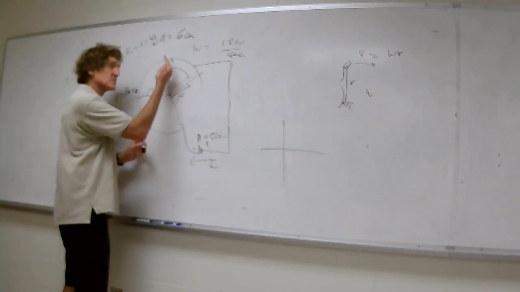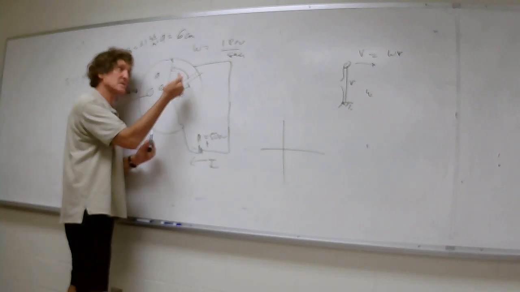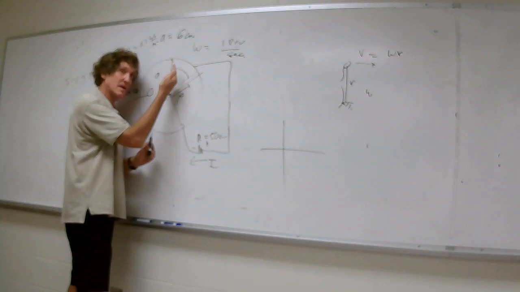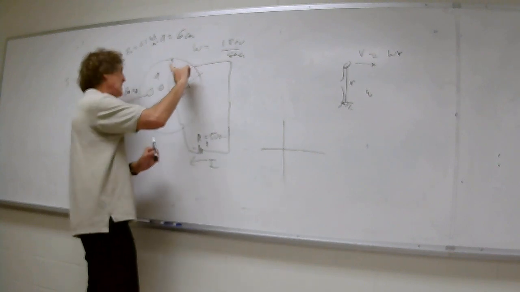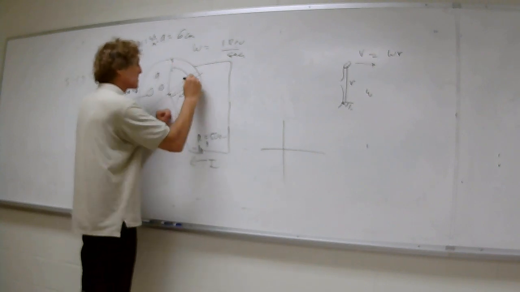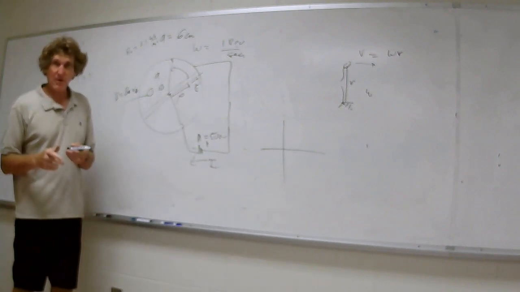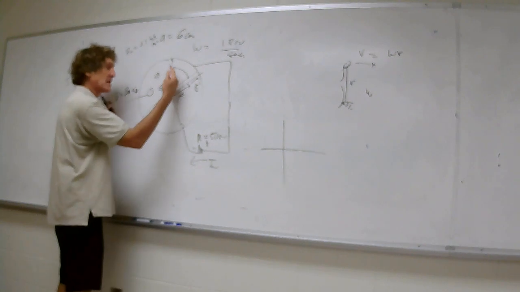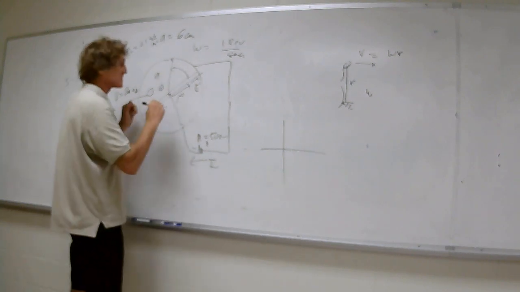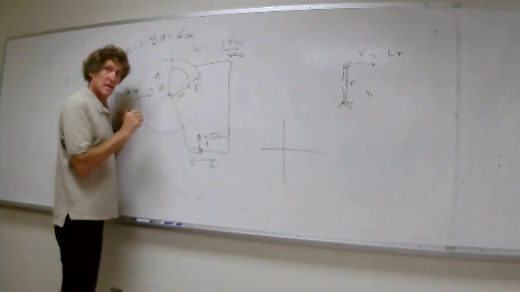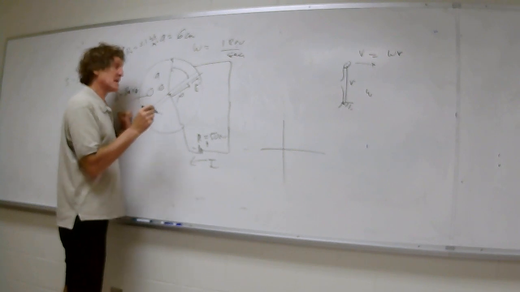If it's going this way, this rod's moving that way, right? If you take a look at this, V cross B is going to be an electric field outward. Do y'all agree with that? Just think about the common sense. If V is this way, B's out, E field's this way, right? Y'all with me? All right, now take a look at this.